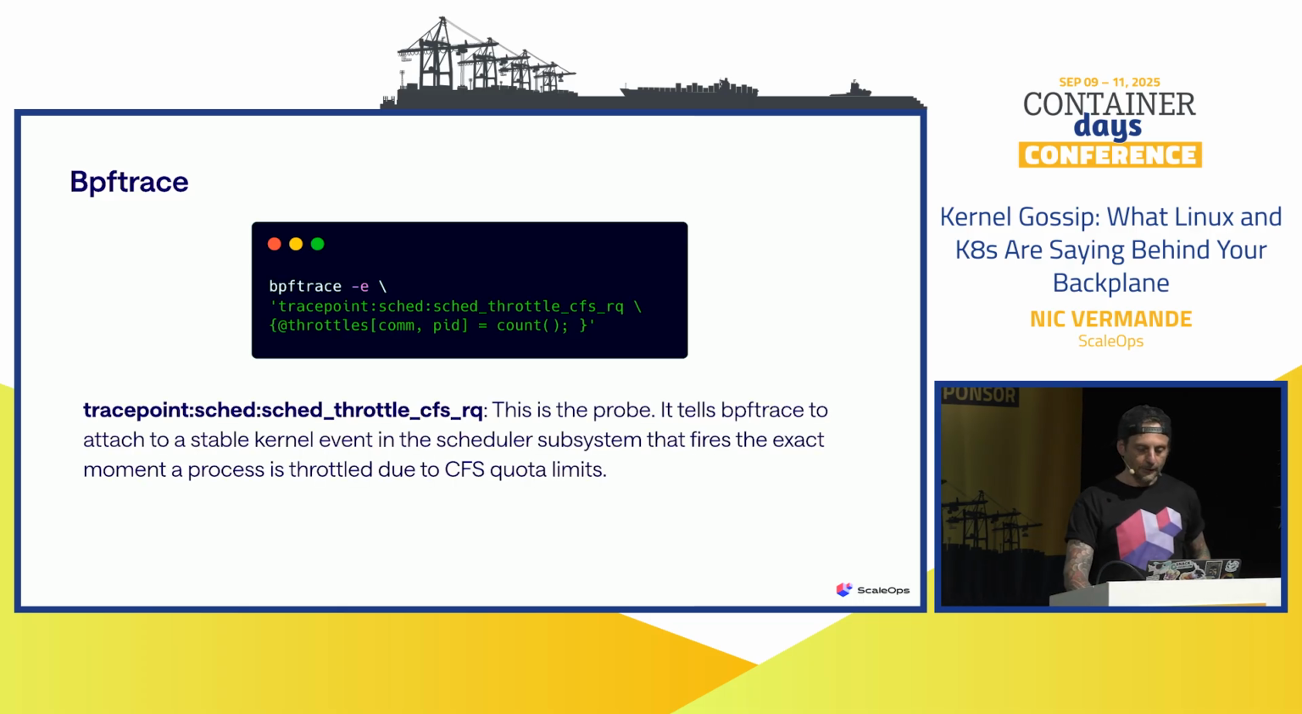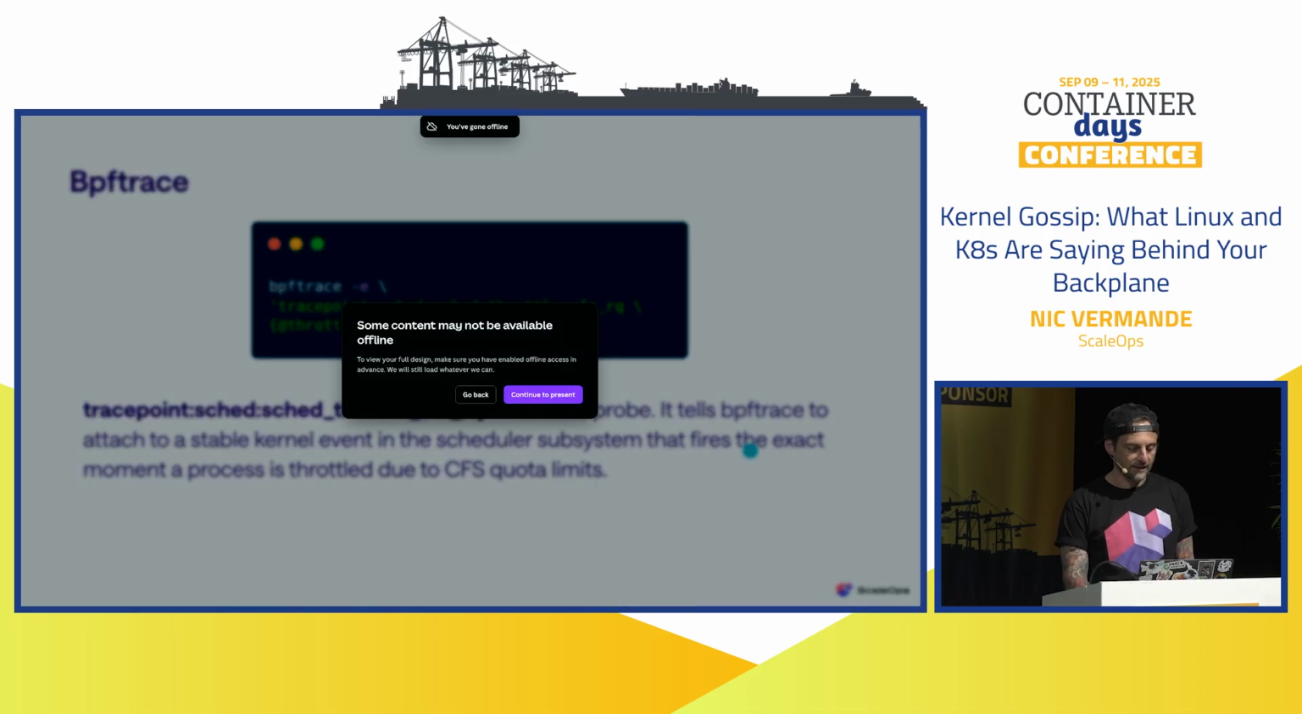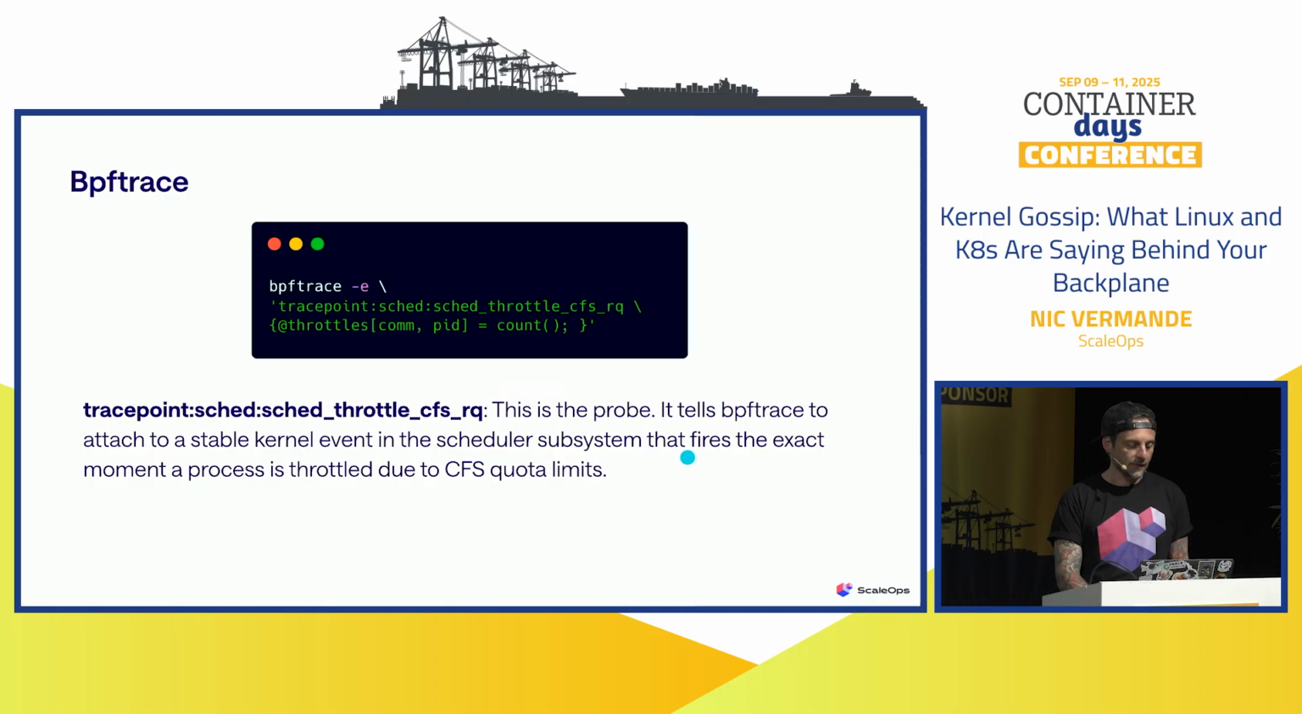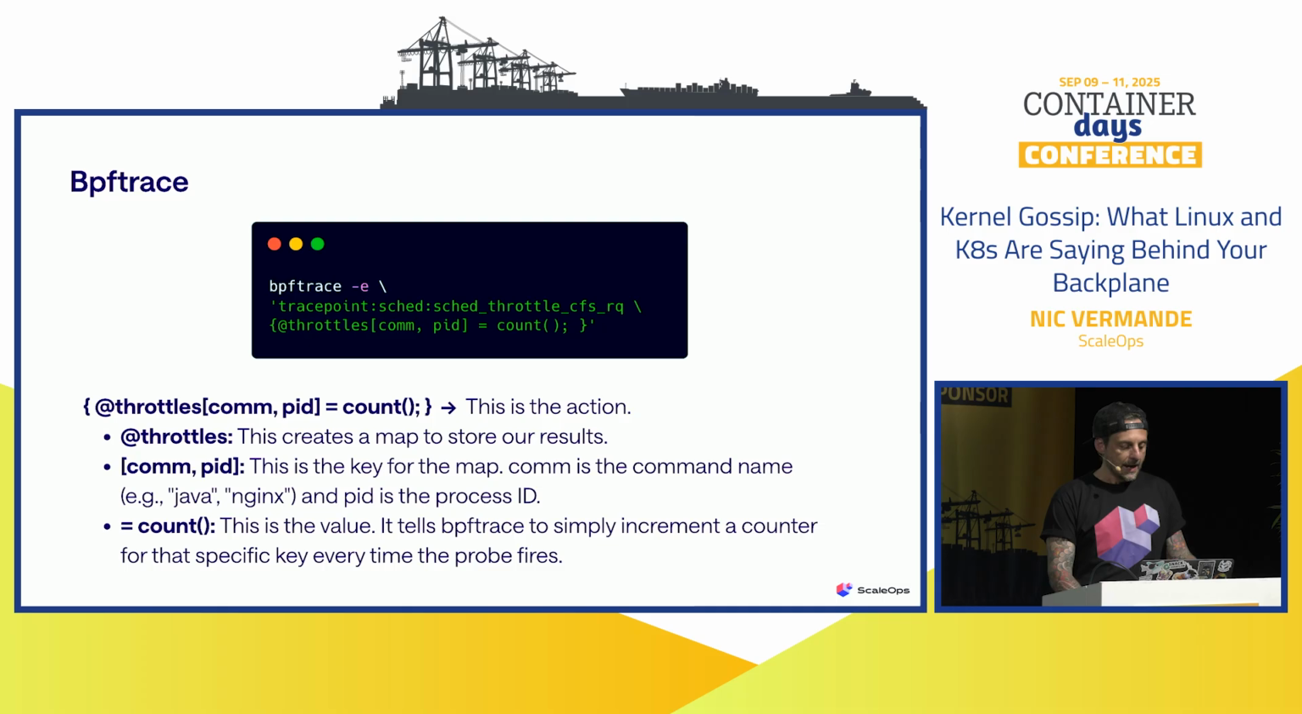So here, as an example, this is a very simple bpftrace script where you're attaching to that probe for the throttle CFS quota limits. It tells bpftrace to attach that probe in a kernel event in the scheduler subsystem to exactly measure the CPU throttling. And the action here is @throttles[comm, pid]. The comm, pid is the key for the map. The map is where you're going to store the data. So throttles here is our map.